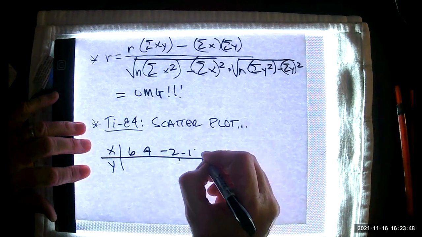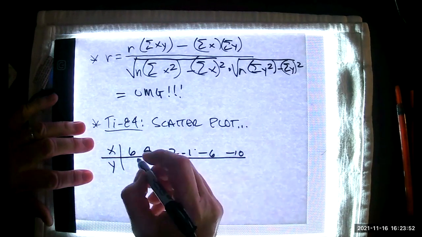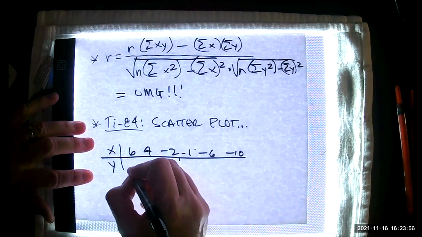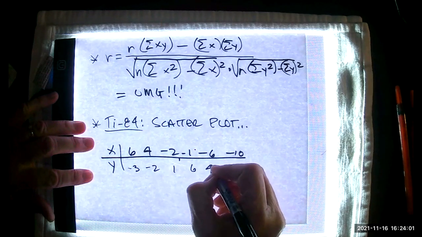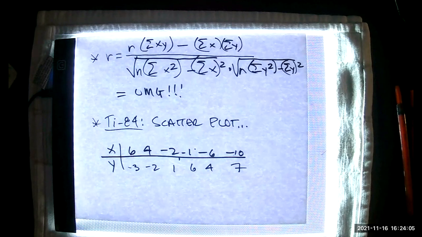I want a couple more. -6 and -10. And the y values are going to go in the other direction. Let's see, they're going to go from a -3 to a -2 to a 1 to a 6 to a 4 to a 7. All right, I have no idea what that picture is going to look like. None at all.